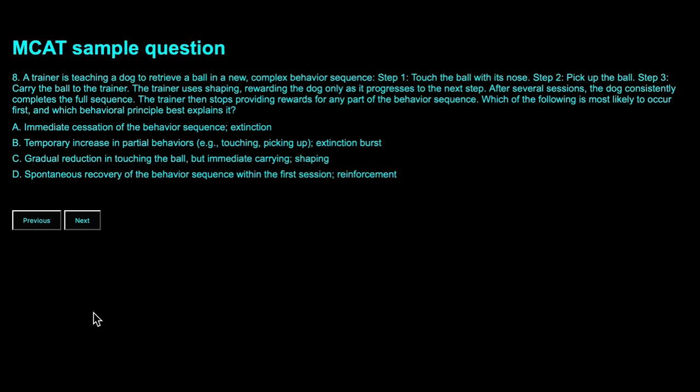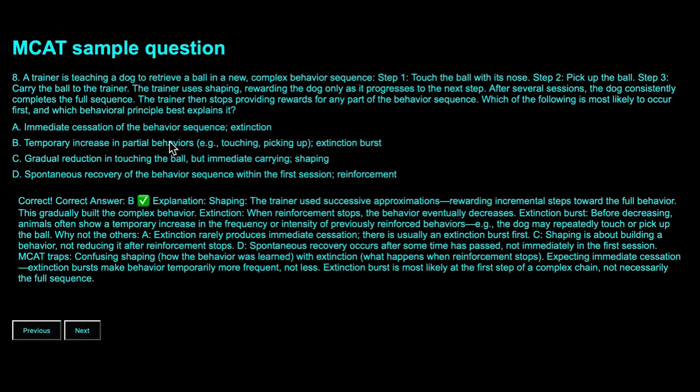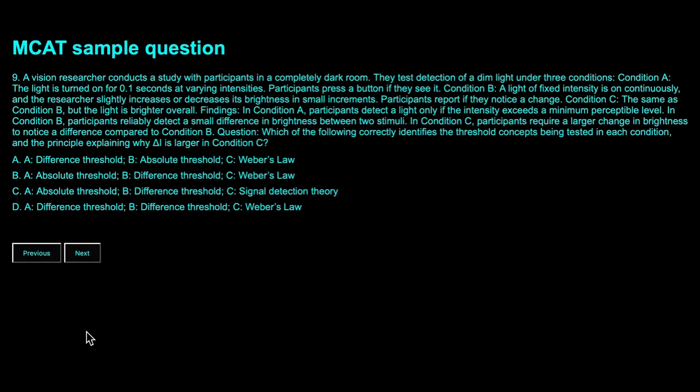But before the extinction happens, something else happens, and that's called extinction burst. So before completely giving up, the dog tries to do the behavior as many times as possible in order to get the prize. So there is a temporary increase in partial behaviors, but then there is extinction. Correct answer, answer B.